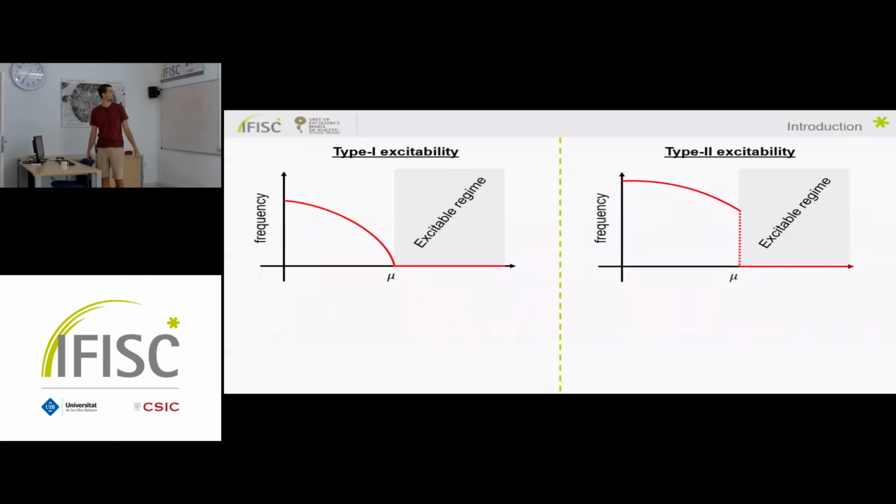In fact, if the frequency of the oscillations goes to 0 when we do the change to the excitable regime, we would talk about type 1 excitability. And this usually happens through an on-off clinic or a snake bifurcation. I will explain it better some slides later. But this is the idea, that the frequency goes to 0 before the change to the excitable regime.